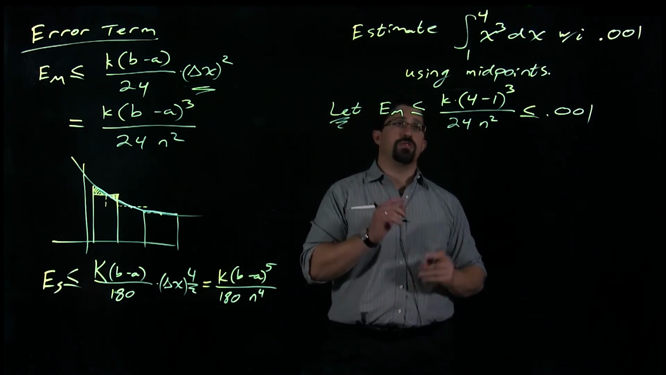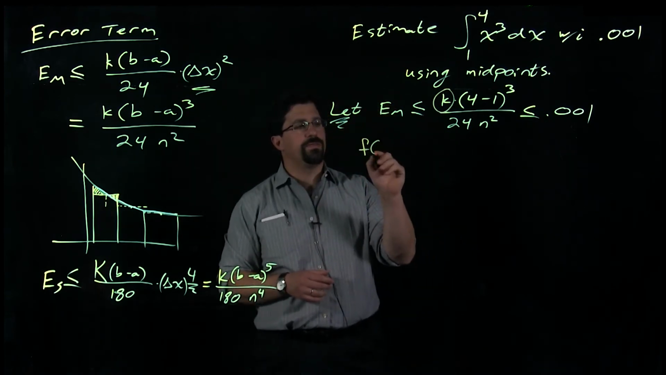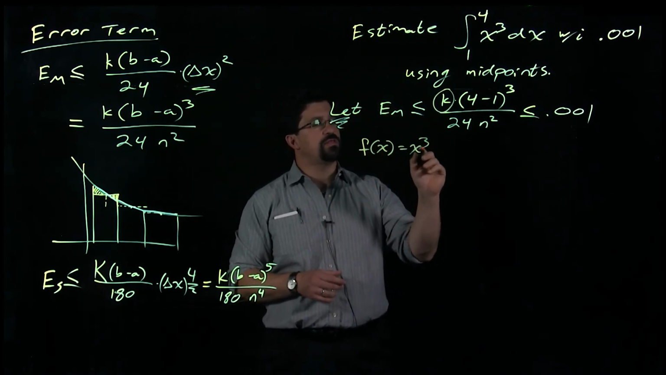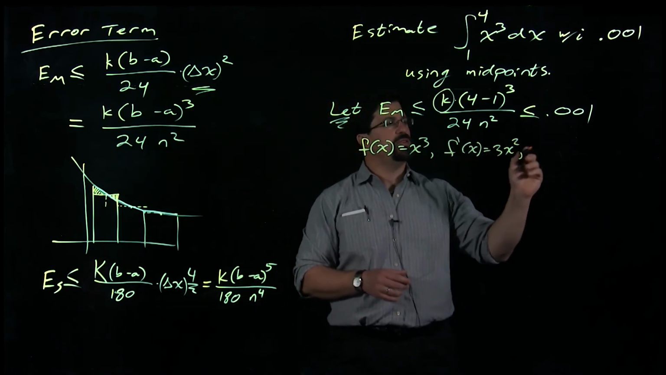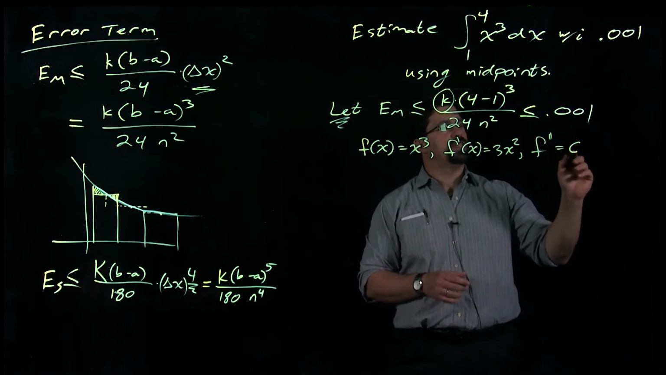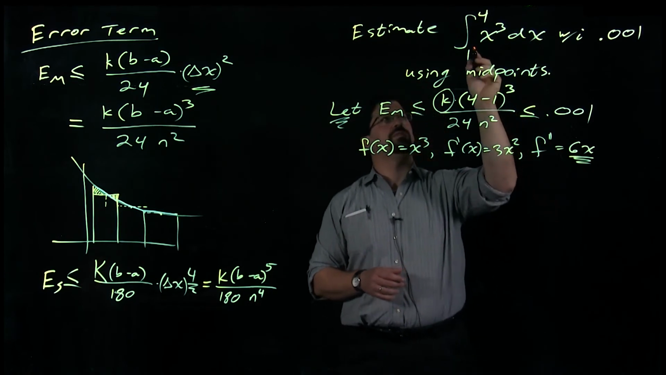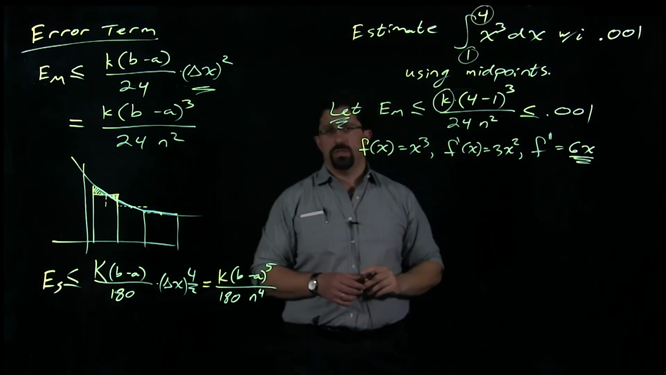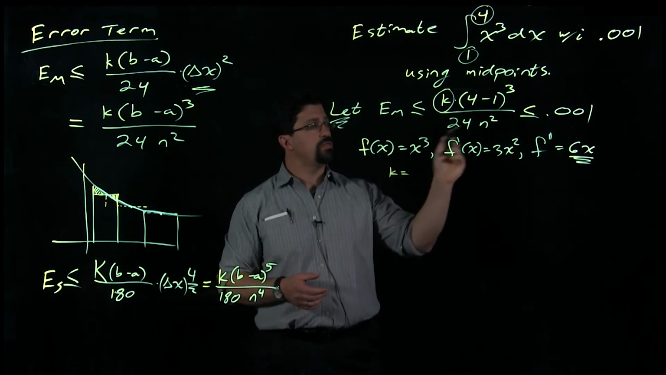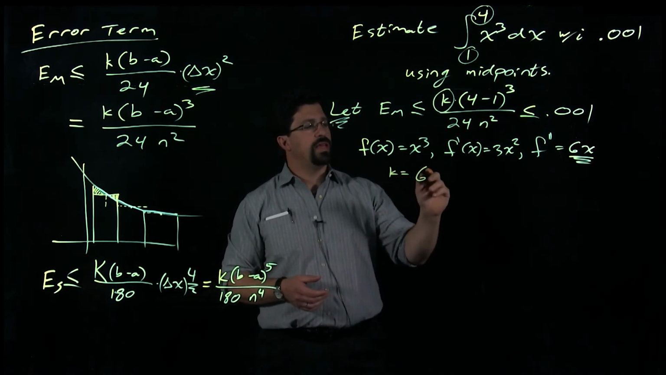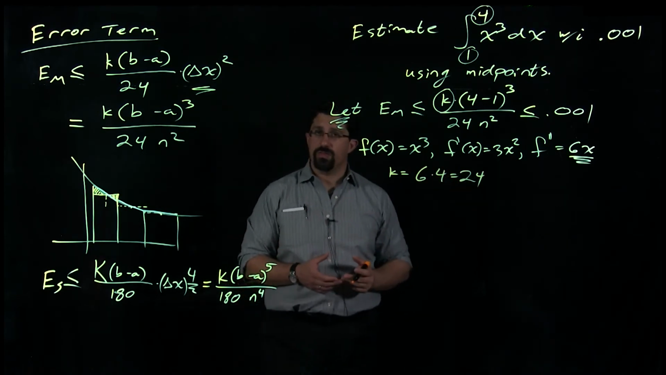So our first step is going to be to figure out a value for k. Our function is f of x equals x cubed, which means that its derivative is 3x squared, which means that its second derivative is 6x. And I'm looking at 6x between 1 and 4. In this case, I can find a precise value. I know that this is going to be biggest when x is equal to 4, and so I can just use 24 for my value of k.